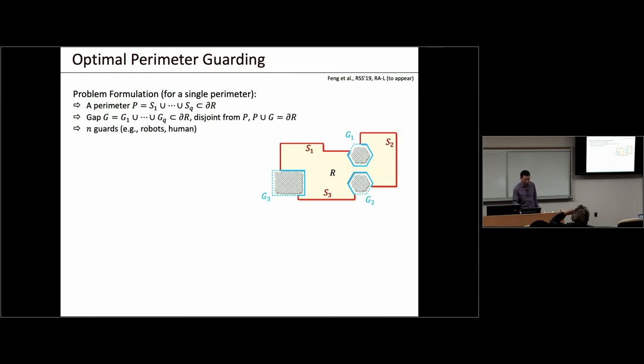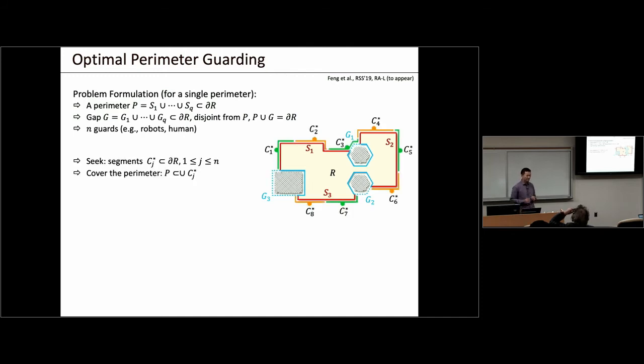So we're given some N guards, maybe human or robots. What we want is a set of segments. We want to divide, in some sense, the entire boundary into segments. For this case, we have N equals 8, so we would have 8 of these segments. We want them such that the union of these segments would cover all of P. We don't care if it covers any of these gaps or not. It can, or it does not need to.